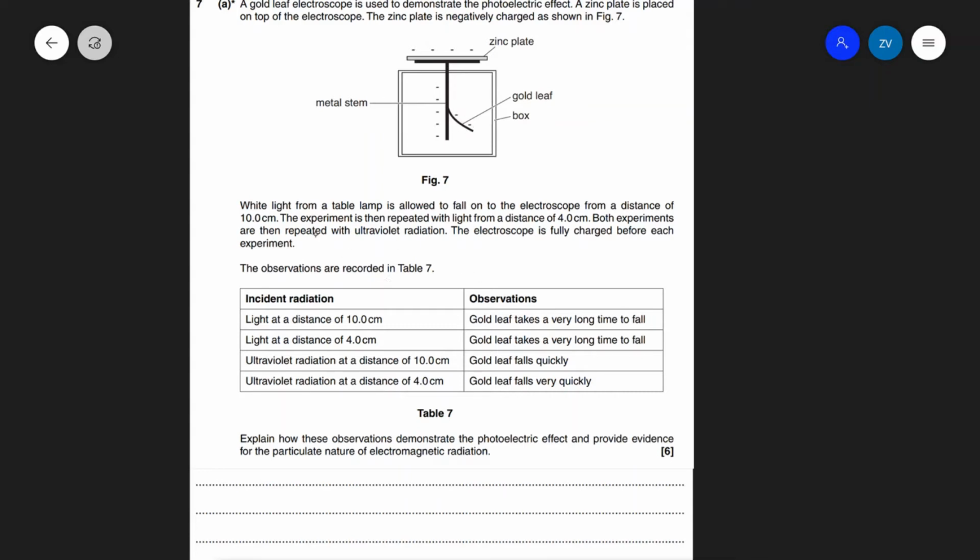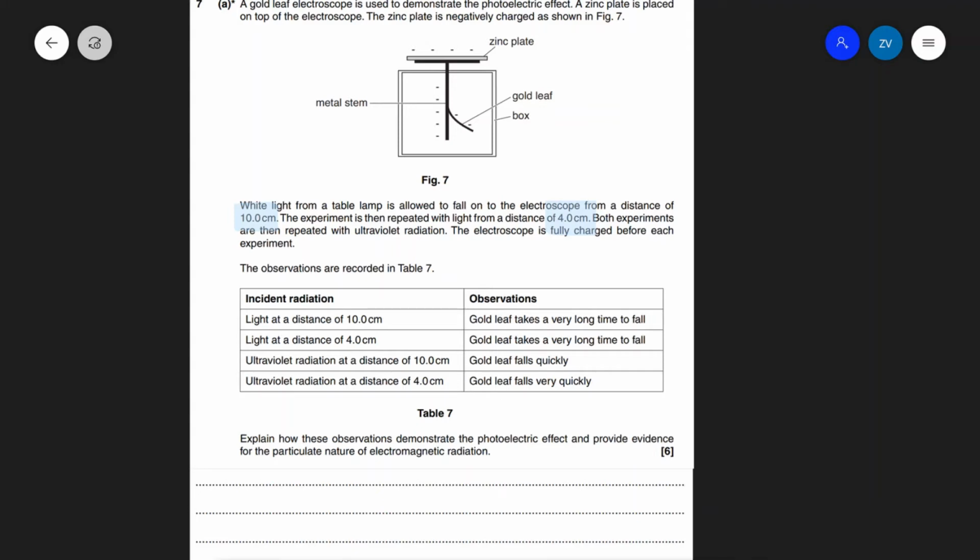We have a light from just a normal table lamp with visible light allowed to fall on the electroscope from a distance of 10 centimeters. We're given distances. I'm just going to underline or highlight these because these are probably going to be quite important in my answer. So the experiment is then repeated with light from a distance of 4 centimeters, and both experiments are then repeated with ultraviolet radiation.